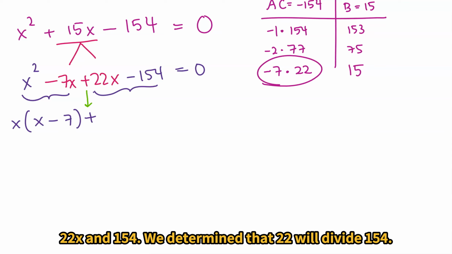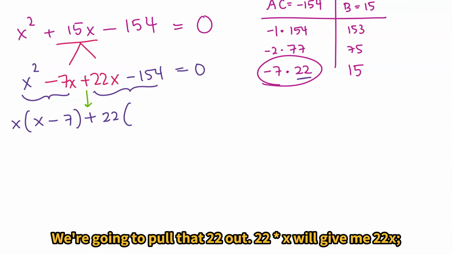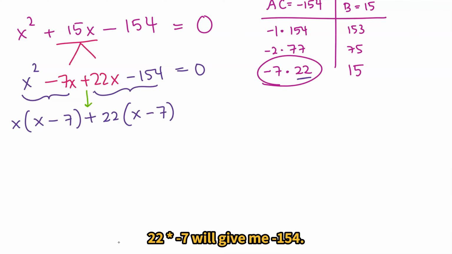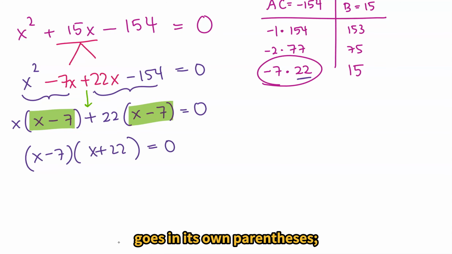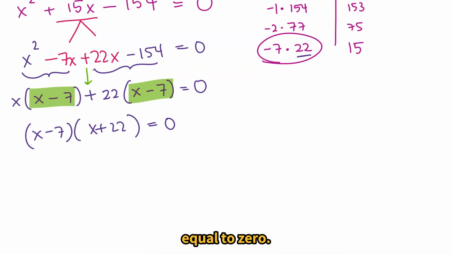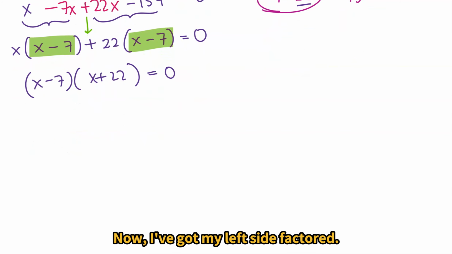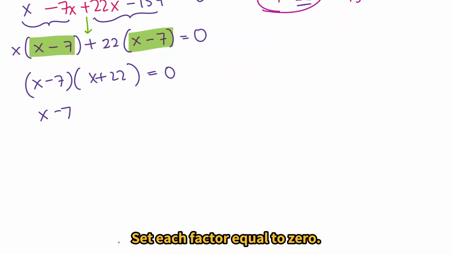22x and 154. We determined that 22 will divide 154, so we're going to pull that 22 out. 22 times x will give me 22x. 22 times negative 7 will give me negative 154. Equals 0. I have the same factor, x minus 7. X plus 22 goes in its own parentheses, equal to 0. Now I've got my left side factored, set each factor equal to 0.